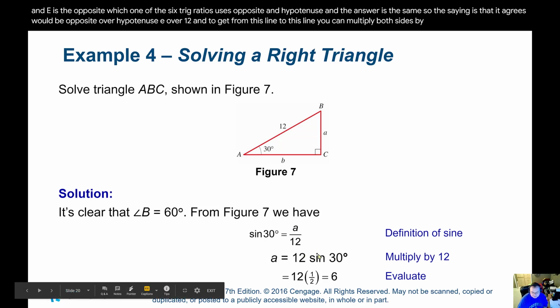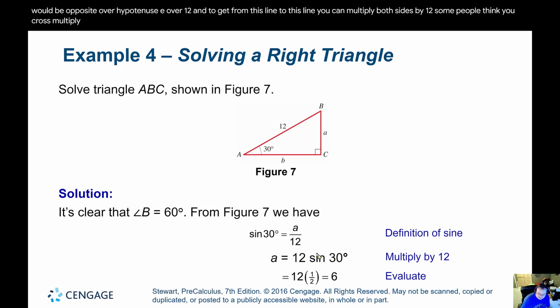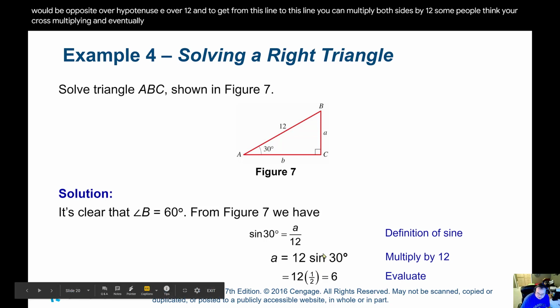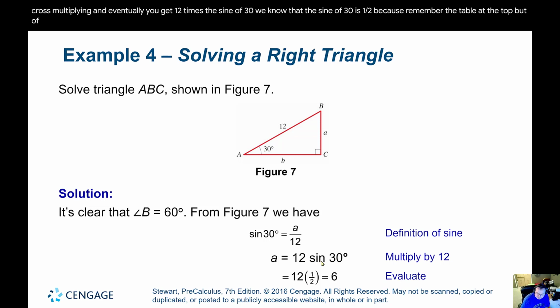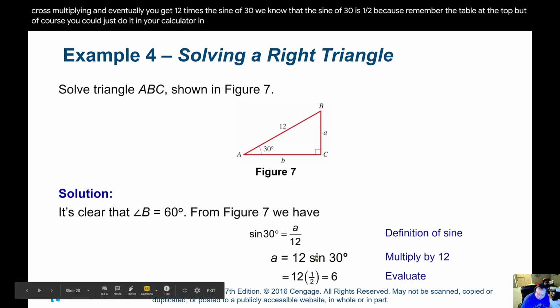Some people think you're cross multiplying. And eventually you get 12 times the sine of 30. We know that the sine of 30 is a half because remember the table at the top. But of course you could just do it on your calculator. In many cases you will probably have to, because the numbers won't be standard angles.